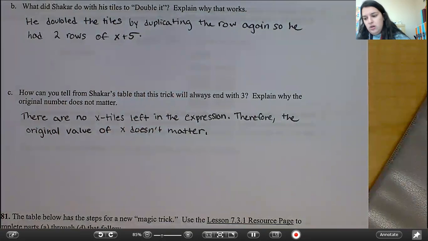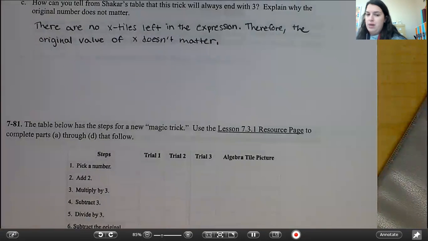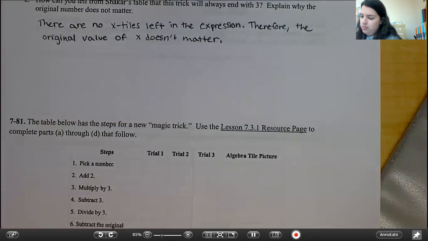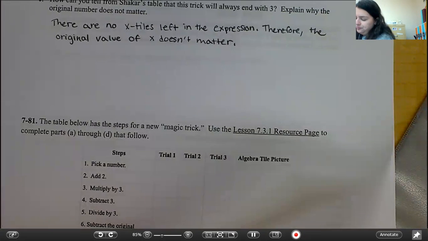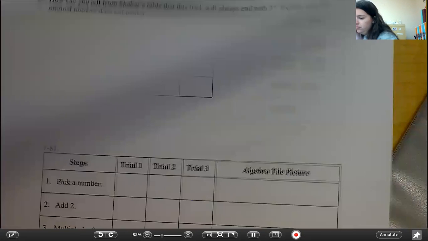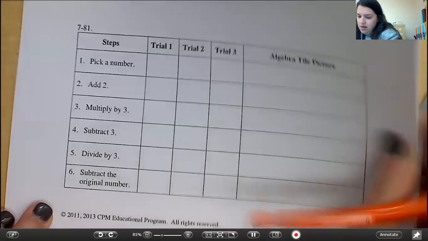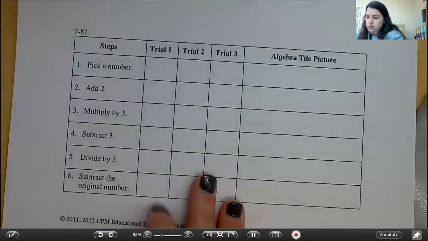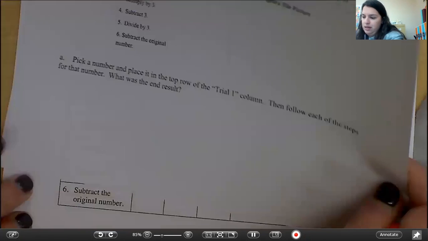Okay. So let's look at 781. 781 says the table below has the steps for a new magic trick. Use the resource page to complete parts A through D that follow. So on our resource page, we're on 781, which is at the bottom. And we're going to kind of do this together. So pardon me because I'm going to go back and forth.